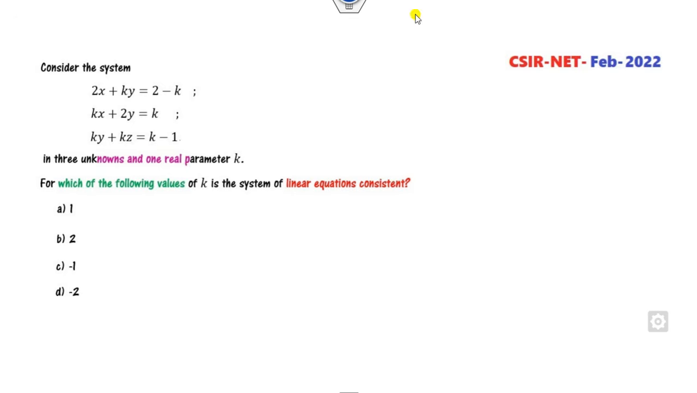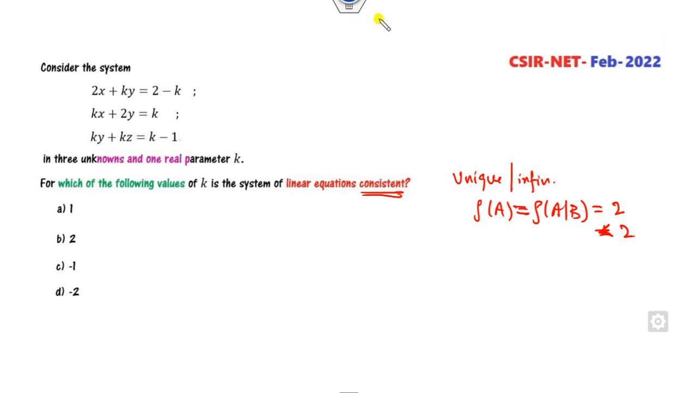Okay, for which of the following is the system consistent? What is the meaning of consistent? Unique solution or infinitely many solutions. That means the rank of A and the rank of the augmented matrix [A|B] is the number of column vectors, 2 or less than 2, but they must be the same. So how can you solve such a case? There is no need to write the rank. Firstly, you can think about that.